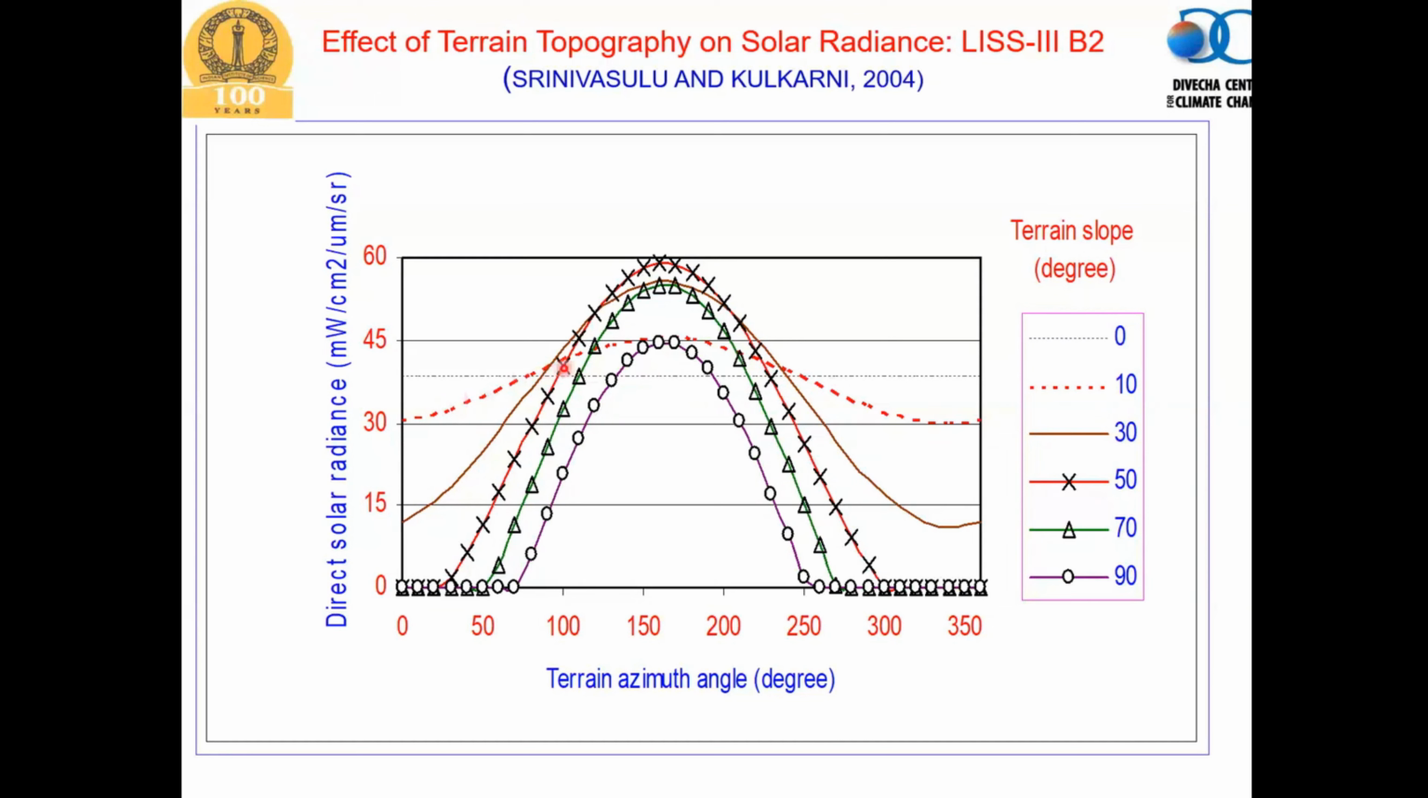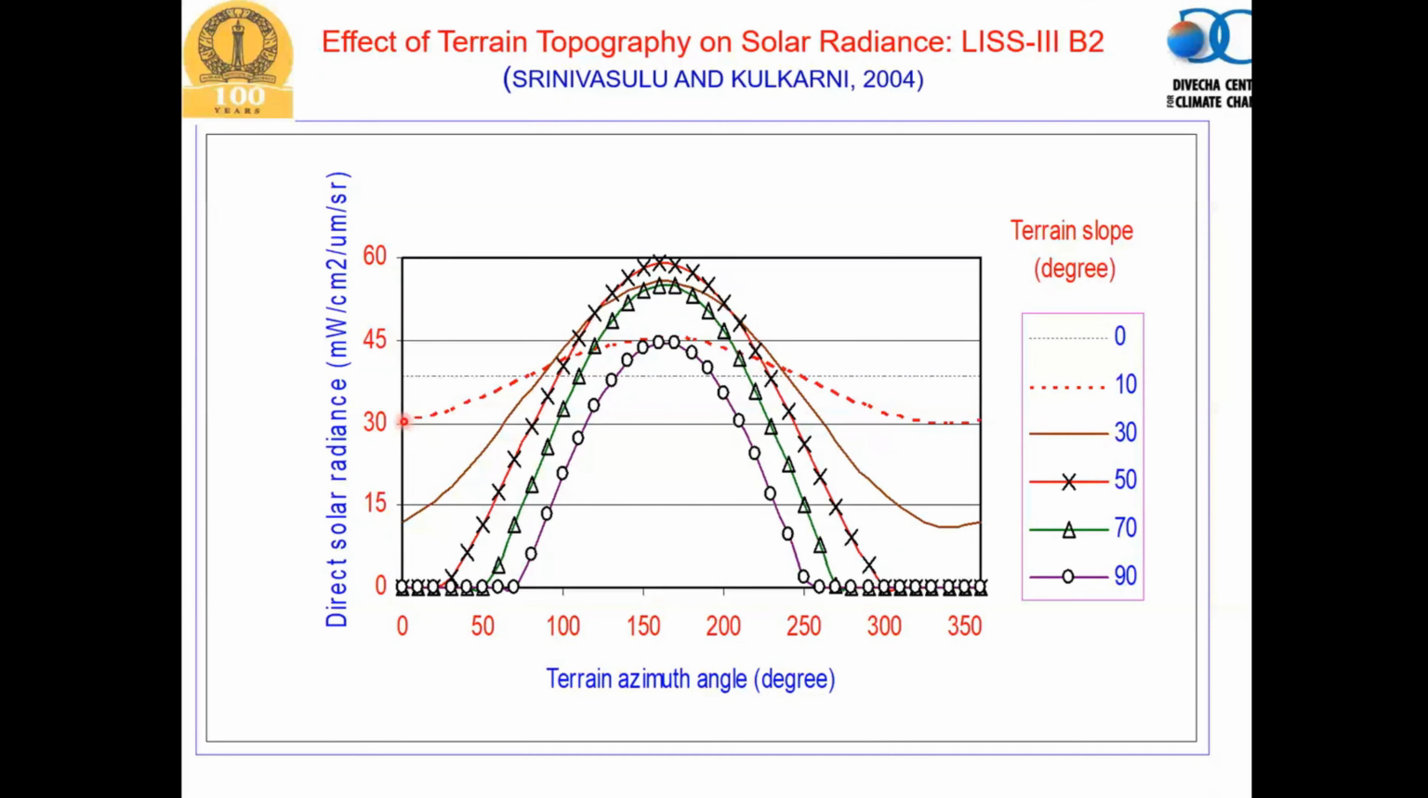And when it becomes 150, 160, or maybe around 180, so when it is southern facing, then it gets the maximum solar radiation. And when it is northern facing, it gets the lowest solar radiation. But as you keep on increasing the slope, the incoming solar radiation fluctuations also change dramatically.